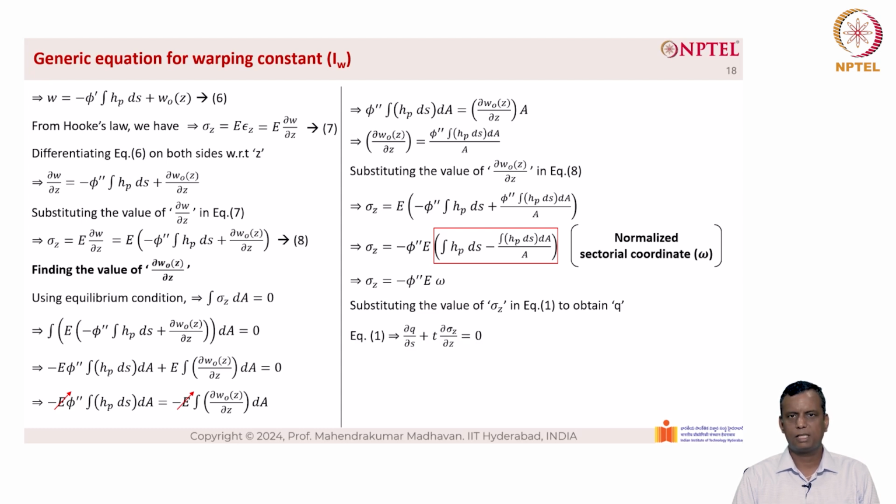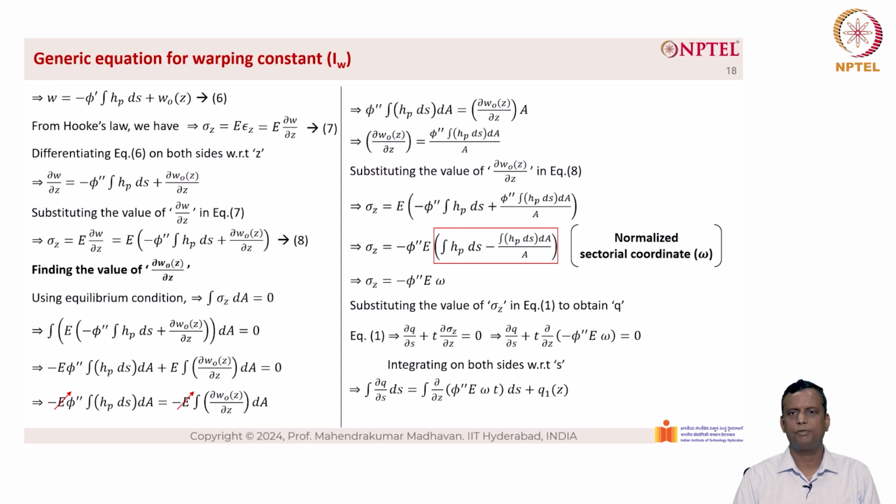So equation 1 is given as dou q by dou s plus t into dou sigma z by dou z equal to 0. So this means that dou q by dou s plus t into dou by dou z of sigma z, which is given here as minus phi double dash E into omega, is equal to 0. So integrating on both sides with respect to s, we have integral of dou q by dou s into ds is equal to integral of dou by dou z of phi double dash into E into omega t into ds plus q1 into z, which is the constant.